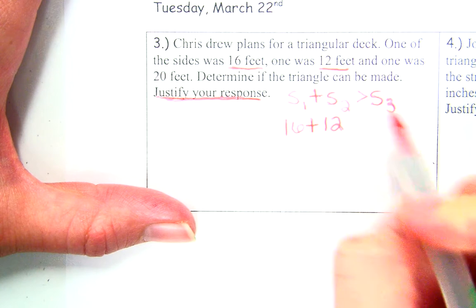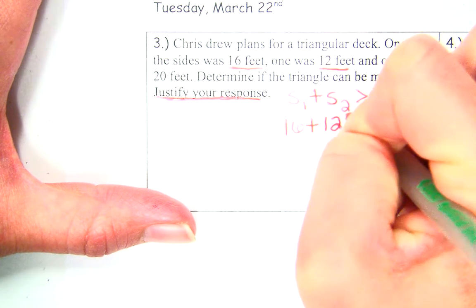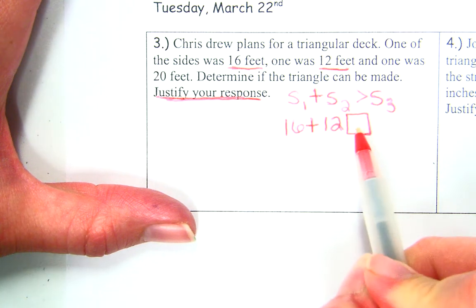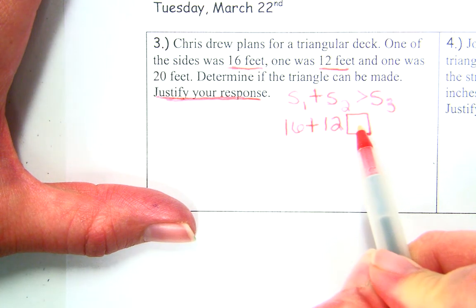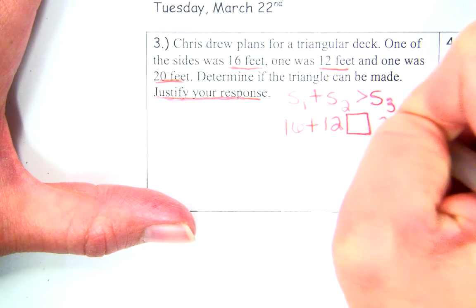Now I don't know if they're going to be greater than, so I'm going to make a little box. That's what we see when we compare our numbers. So this box is going to remain empty. It's either going to have a less than, a greater than, or equal sign. So we'll come back to that. And then my third side length is 20 feet. So I'm going to put 20 right there.